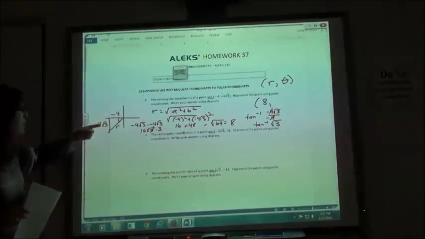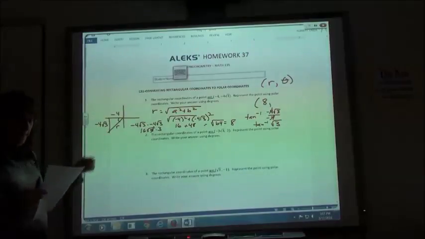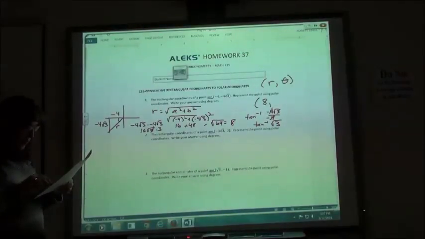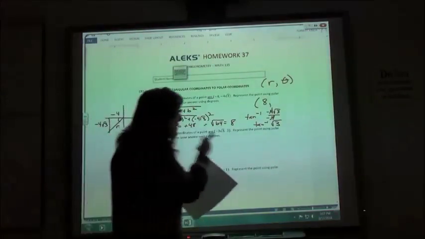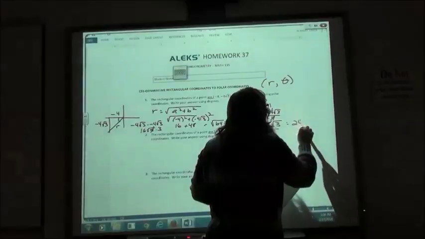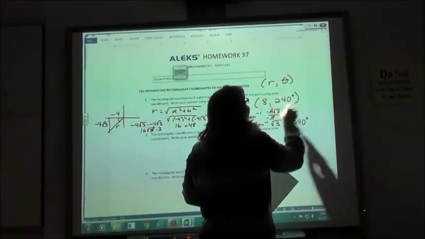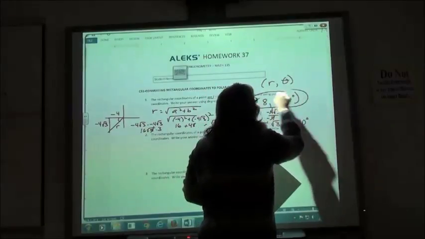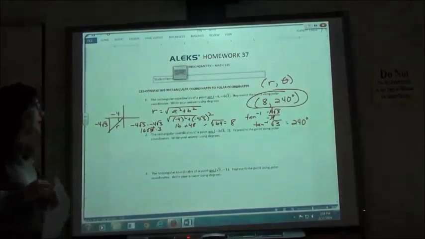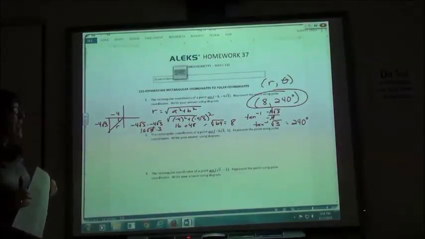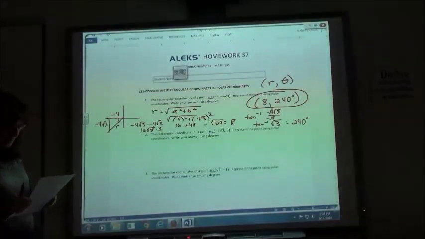Now I can see over here that I'm in quadrant 3. So looking at my paper for the angle, for quadrant 3, inverse tangent of square root of 3 is 240 degrees. So 240 degrees is going to be my other measurement. And so -4 and -4 square root of 3 in polar coordinates would be 8 and 240 degrees.